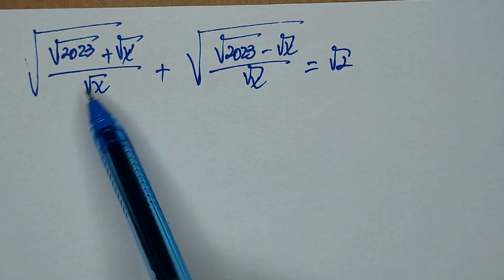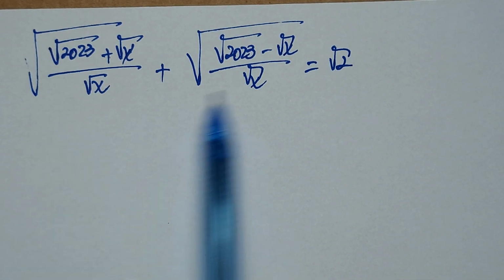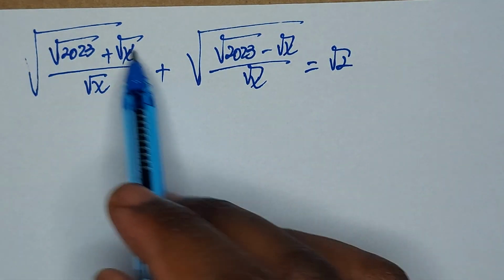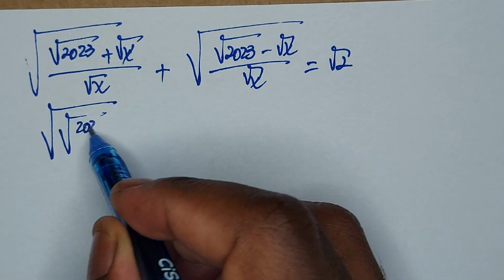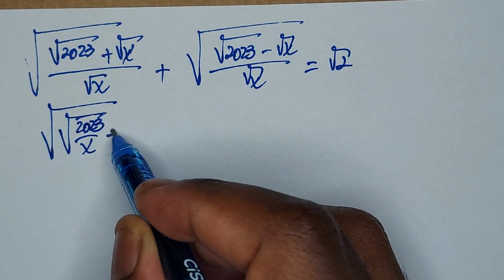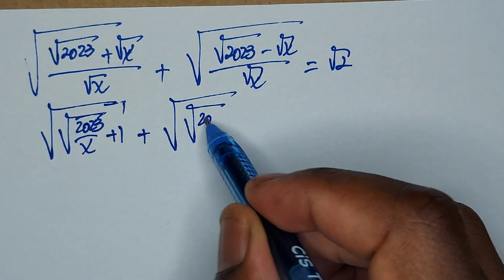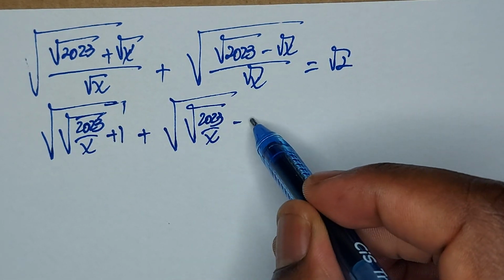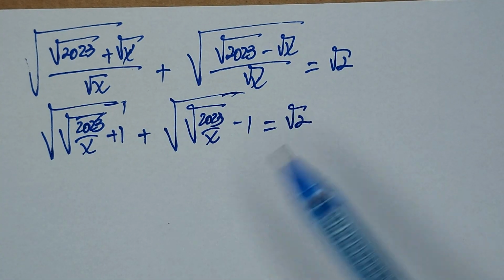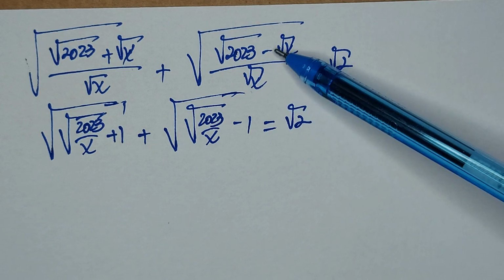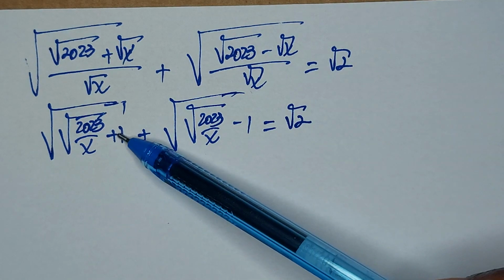Okay, so from the previous video you can see the conditions we use to solve this, so I'm going directly to solving it. First of all, we can rewrite this as the square root of 23 over x plus 1, plus the square root of 23 over x minus 1, and this is equal to the square root of 2, because if you divide this by this you will have -1, as well as here in which you will have +1.